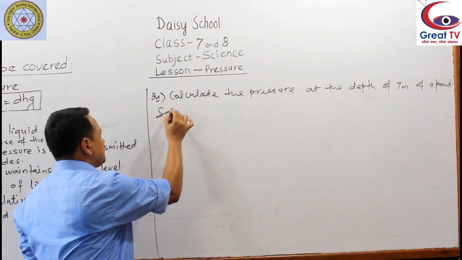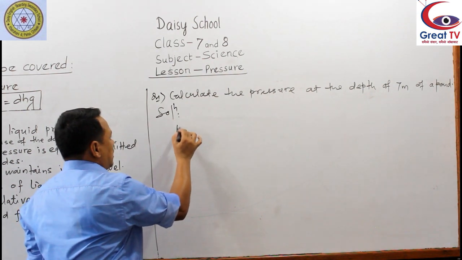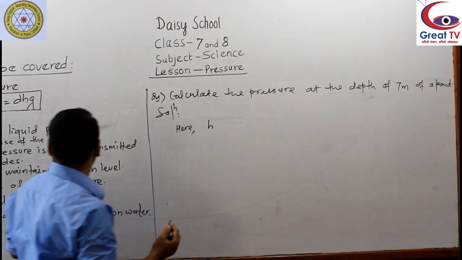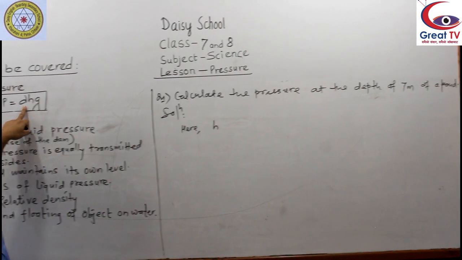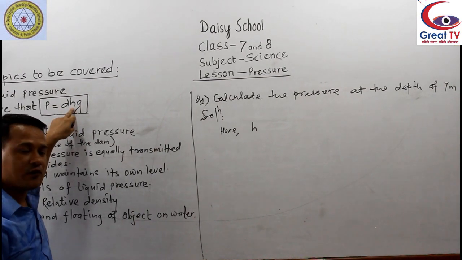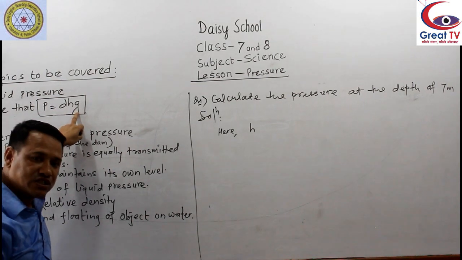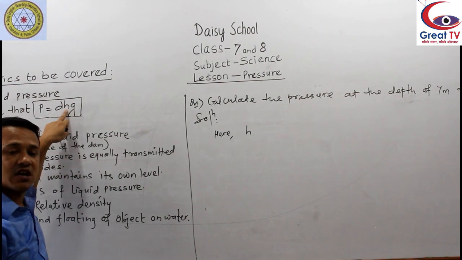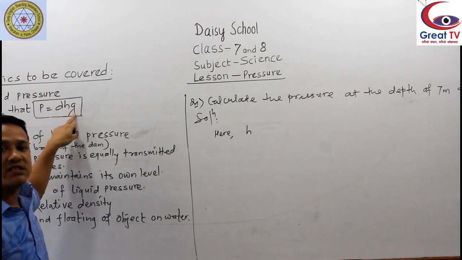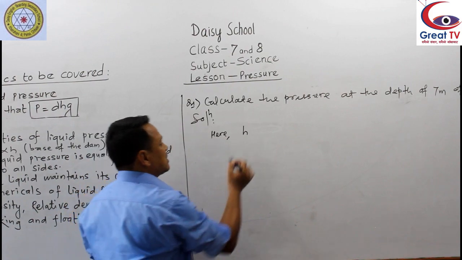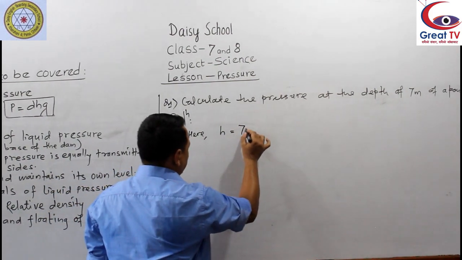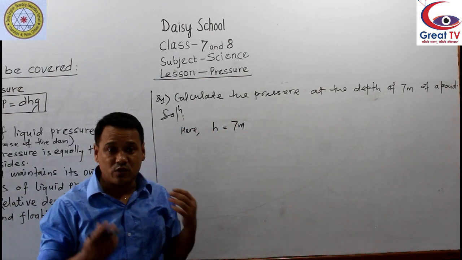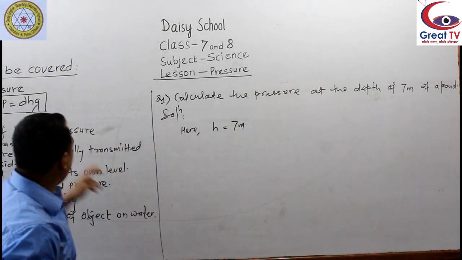Solution. Here we have P equals to dgh. We have discussed already, D means density of liquid, h means height or depth of liquid, g means acceleration due to gravity. So h means the depth of the liquid, which is given, 7 meter. And the remaining two terms are not given in the question, but we have to know them.